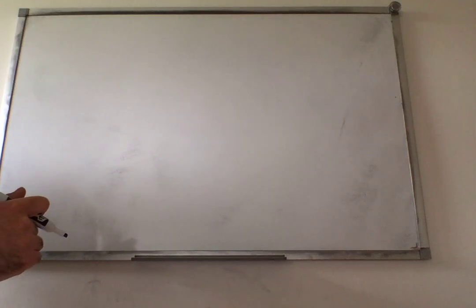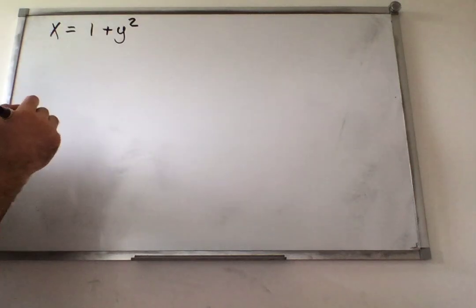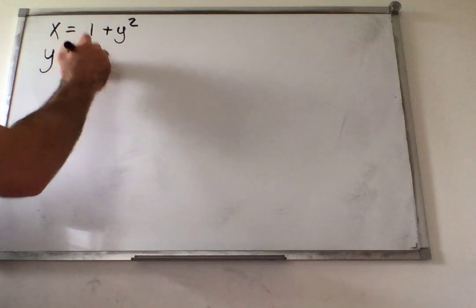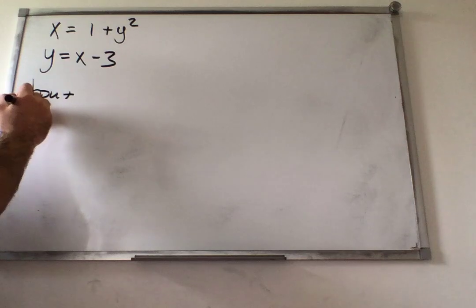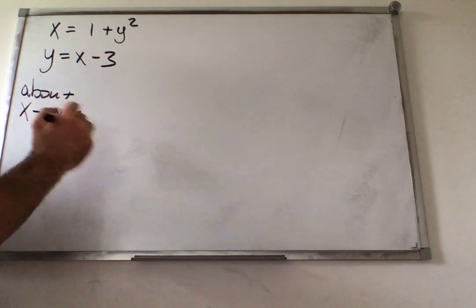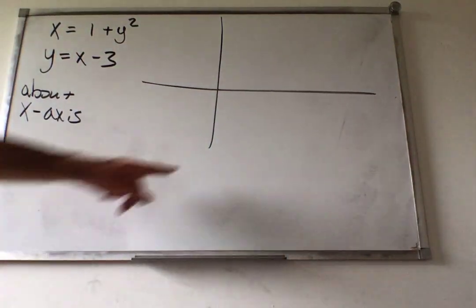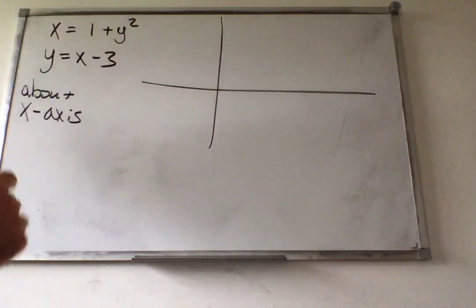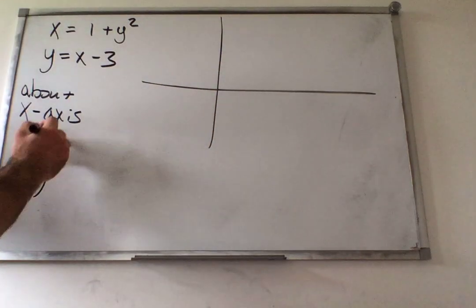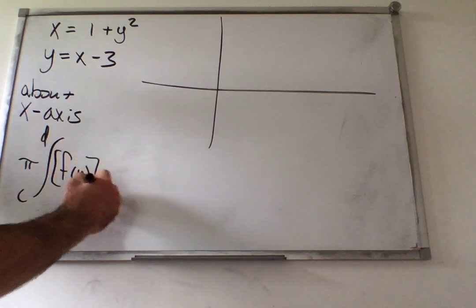Alright, so the next example says x equals 1 plus y squared. It says y is equal to x minus 3, and they want you to revolve it about the x-axis. So that's this axis right here. We're revolving around this way, around the x-axis. If you recall, that's the integral from c to d of f of y squared dy.